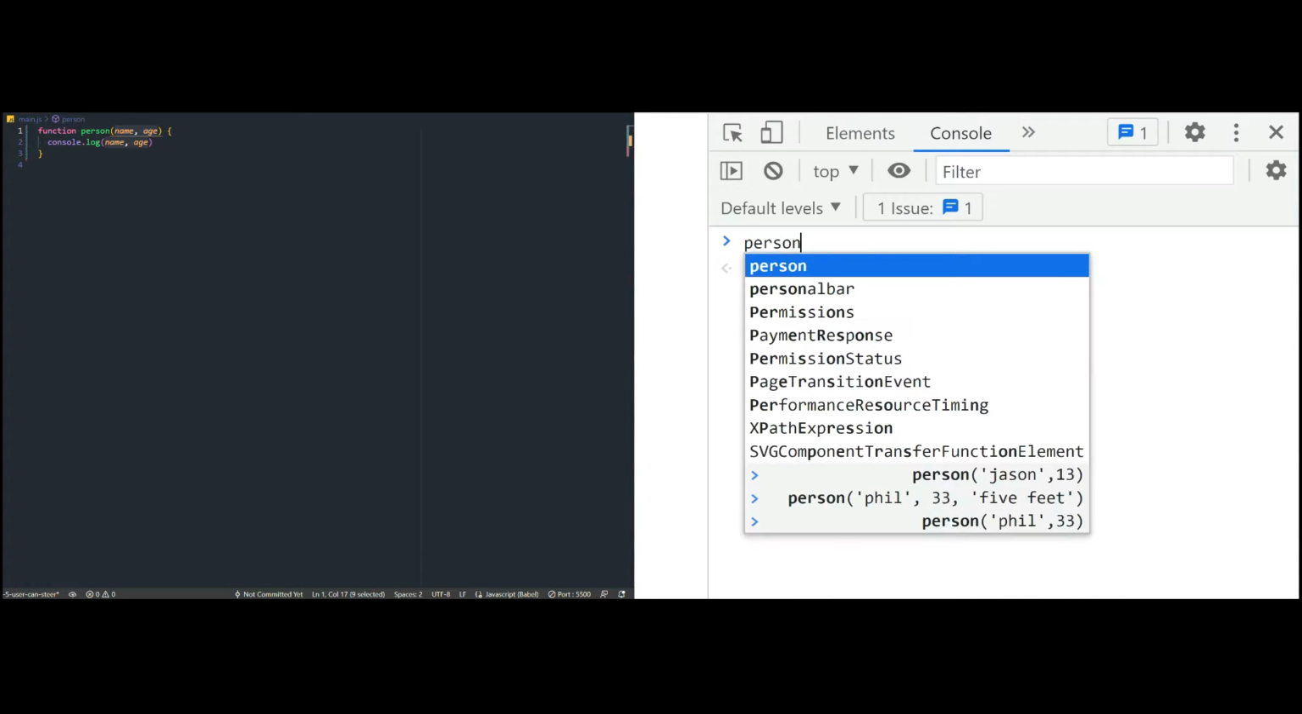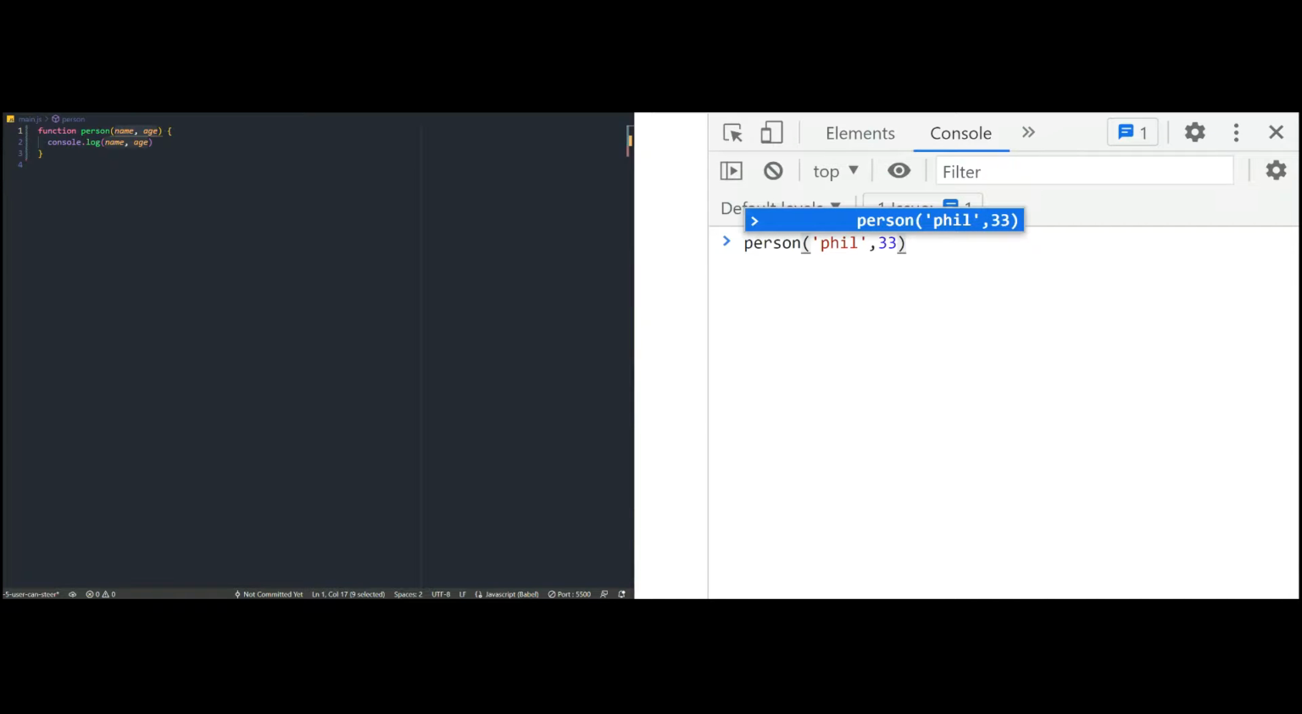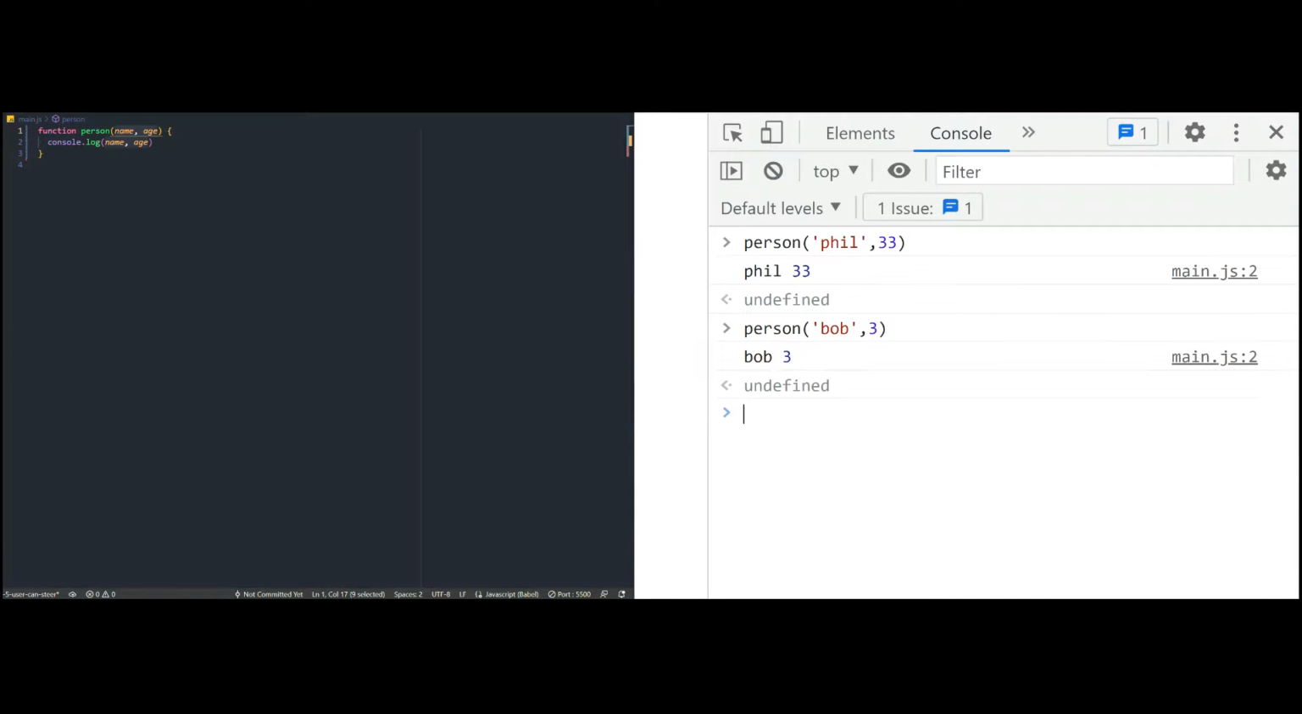Okay, so if I call this function person with my name, right, Phil, and age 33, we get console.log 33. Now, if we change this, let's say Bob, and say he's only 3 years old, he's a baby. Okay, we get Bob and he's 3. And this is what I mean by using the same concept, right, or the same recipe, the same functions, the same methods, but depending on how we want to tweak it, we can get the desired result, right? So instead of Phil, it can be Bob, or it can be anything else.